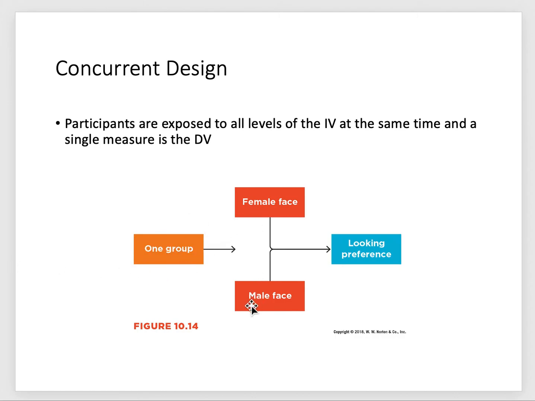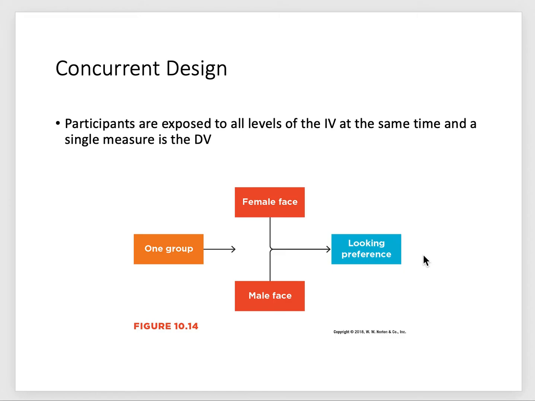We're going to present two cards to them, maybe, or two screens that have a female face on one and a male face on the other, and we're going to measure their looking preference, maybe how long they look at one or the other. So these are the two conditions in a concurrent design. They're exposed to both things at the same time, and these are determined by the researcher. Then the dependent variable is what's measured, to see what they prefer or how long they look.